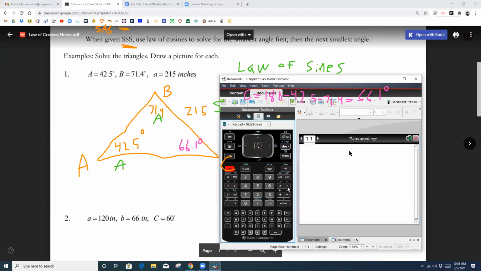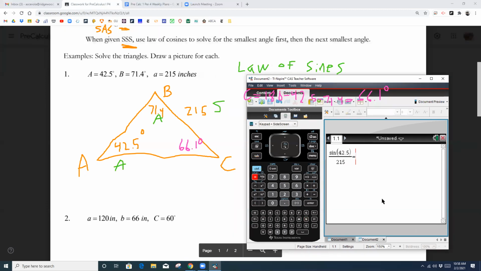So if I do control division here, I could do the sine of 42.5. Make sure the calculator's in degrees, and it is, over 215 is equal to, now if we want to find side C, we would do the sine of 66.1 because that is the angle across from C. Again, this probably seems like review because we're doing law of sines, and it is, but it's important to know when you don't need to use the law of cosines just as much as knowing how to use it. And this would be a case where we don't need the law of cosines. So we're doing the law of sines.